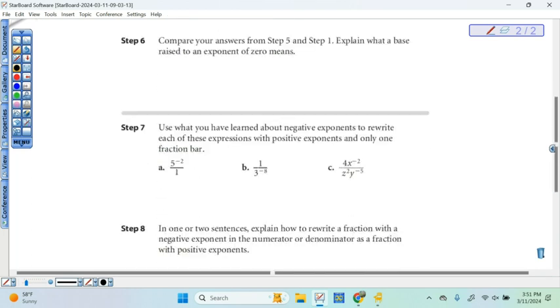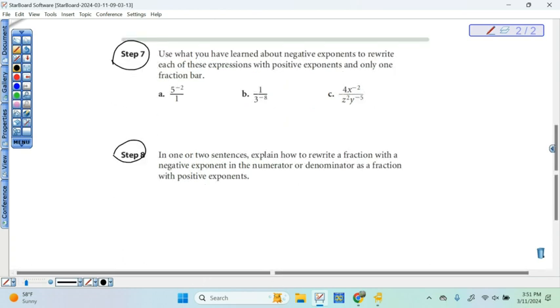What I want you to do is work on step 7 and step 8. When you finish 7 and 8, I want you to start working on the other side of the paper. Step 7, you're doing A, B, and C. And actually, step 8, I'm going to have you do it on a sticky note. So I'm going to pass out sticky notes for step 8. But A, B, and C, I want you to do on your paper. I'm coming around and grading those. And then I want you to start working on the back on sections A, B, and C. Then we're going to finish the back tomorrow.